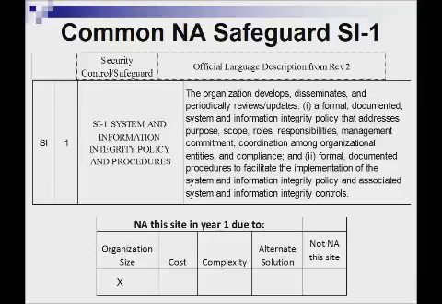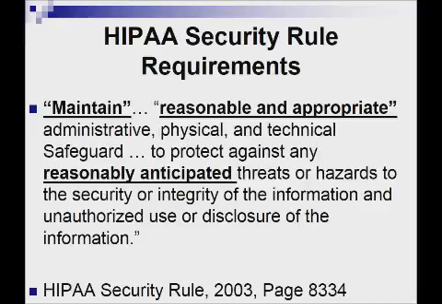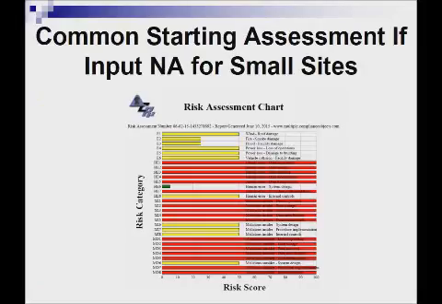This policy is designed to coordinate across an organization with multiple entities. Typically, these do not exist in a small site. While apparently complex, the only real requirements under the HIPAA security rule are to have reasonable and appropriate precautions that are sized to the size and complexity and resources of the organization. A common risk assessment summary for a small site after inputting NA determinations will look something like this.